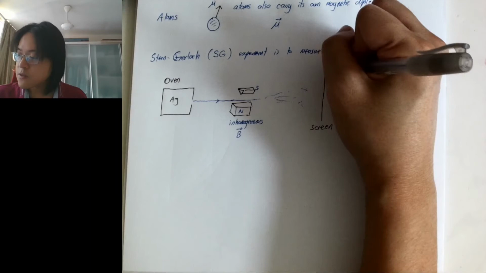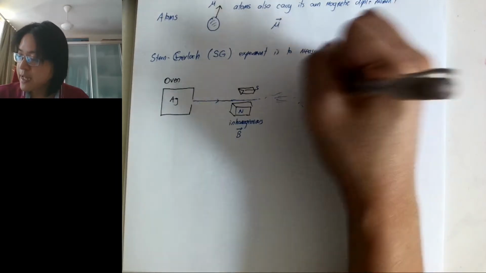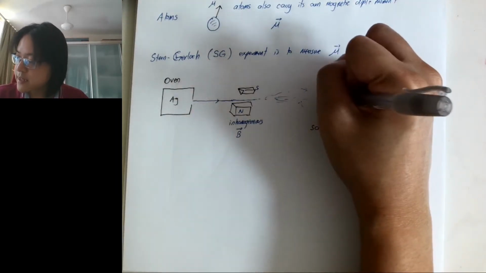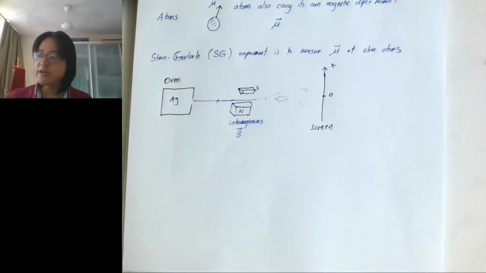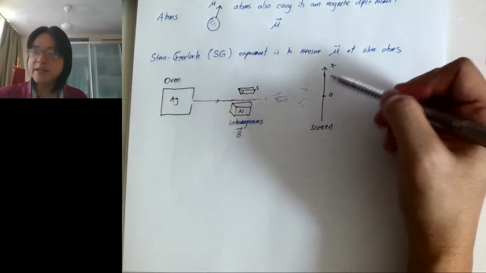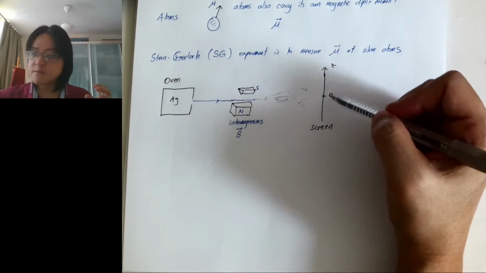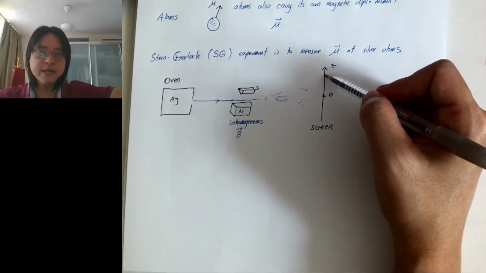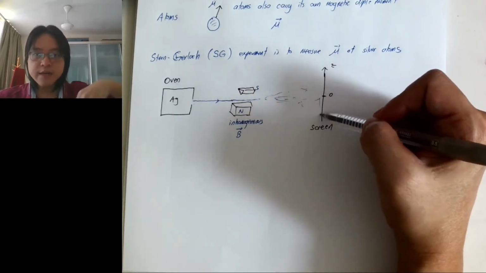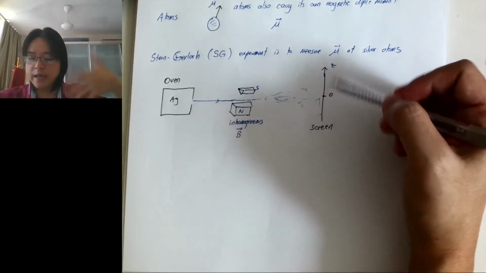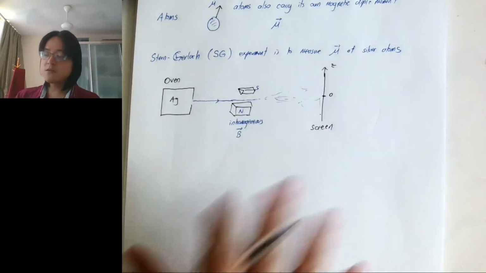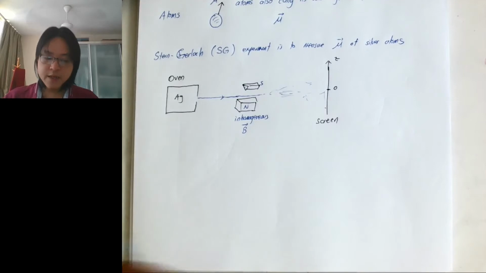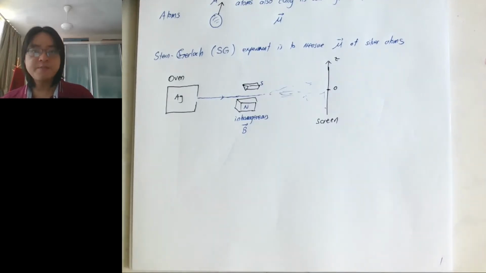Okay, so let's put this as my z-axis, and z equals 0 is the center over here. Maybe the screen is to see how many atoms go in the positive z direction, how many atoms go in the negative z direction, or anywhere in between. Okay, so that is the basic setup of the Stern-Gerlach experiment.